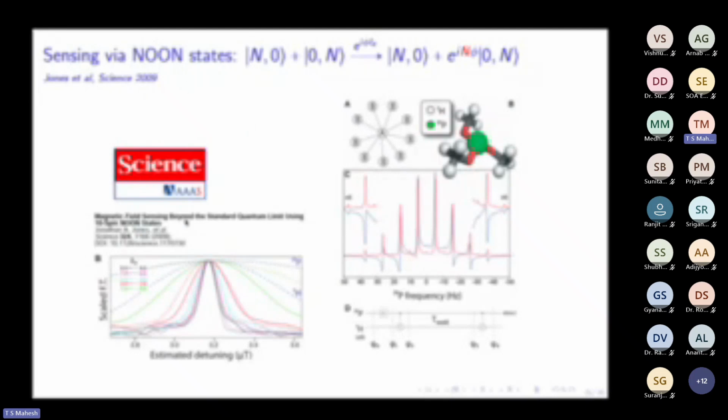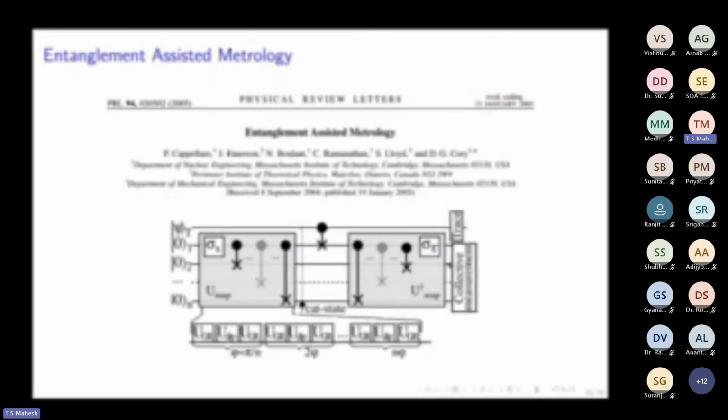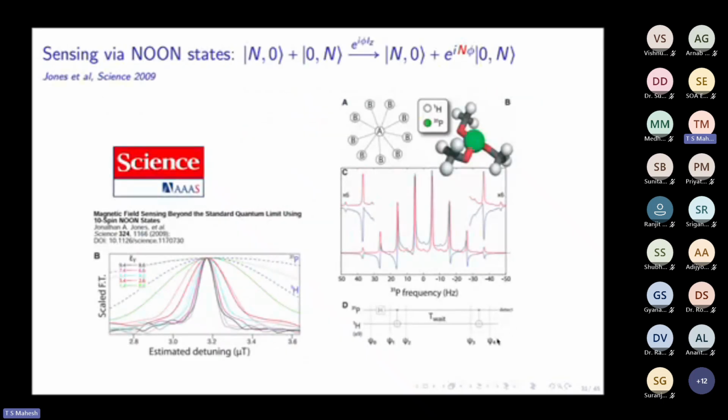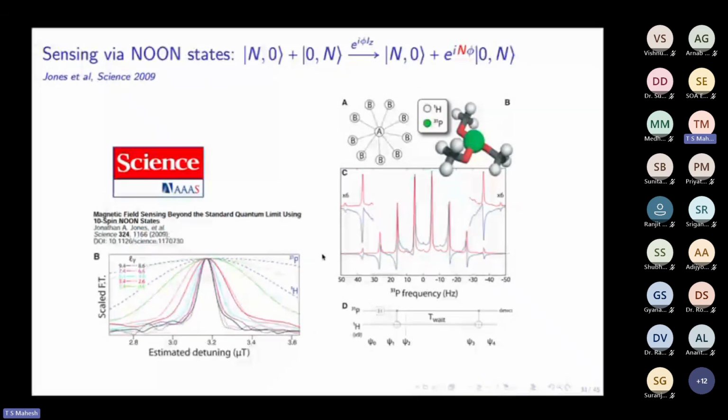They showed that instead of many C0 gates here, you can use just a single C0 gate using a symmetric system like this. This was shown by Jonathan Jones from Oxford, and they showed that using such NMR systems, we can get to micro Tesla sensing. And in fact, you can go beyond the standard quantum limit and reach the Heisenberg limit. So this was already shown.